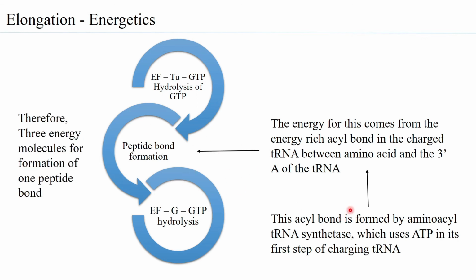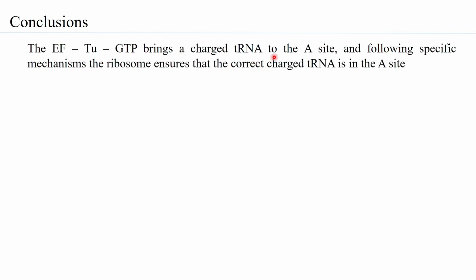Therefore, now let us make the conclusions. The EF2 GTP brings a charged tRNA to the A site, and following specific mechanisms, the ribosome ensures that the correct charged tRNA is in the A site. What are the mechanisms? One, ensuring a proper codon-anticodon binding. Second, ensuring codon, anticodon and ribosomal RNA interaction. And of course, the EFTU GTP getting hydrolyzed to EFTU GDP. That will not happen unless you have the correct codon-anticodon interaction. And the third, of course, is accommodation.